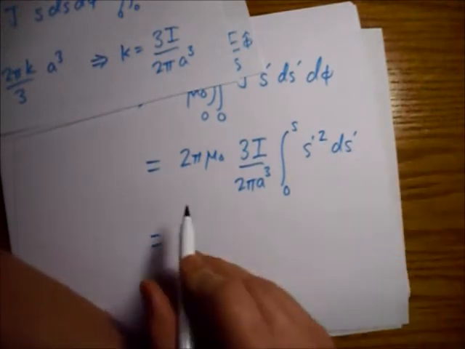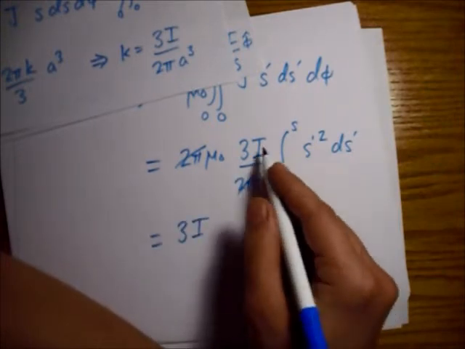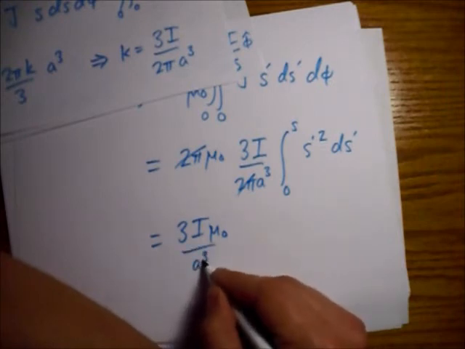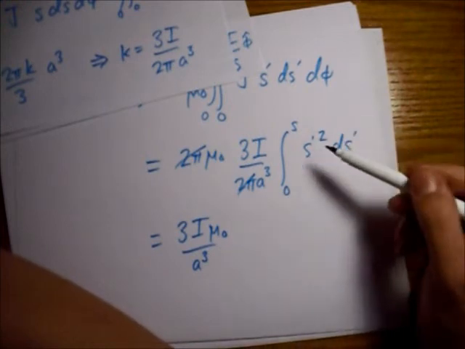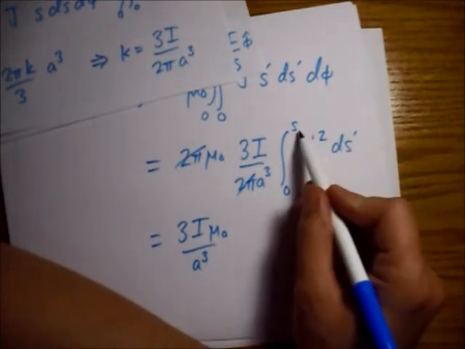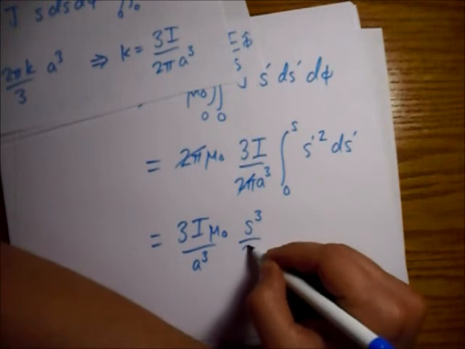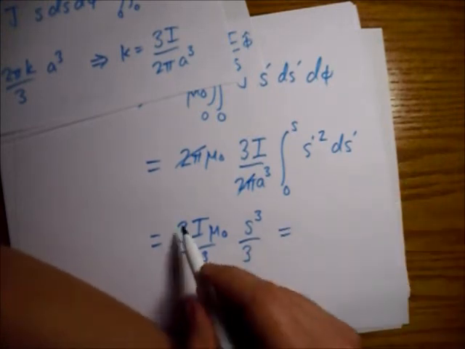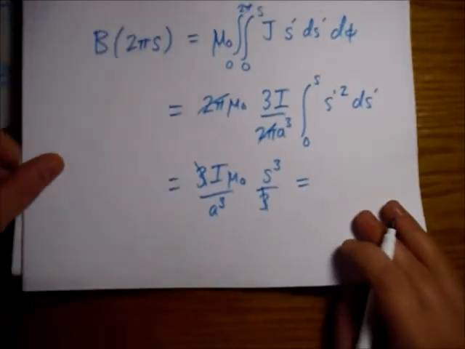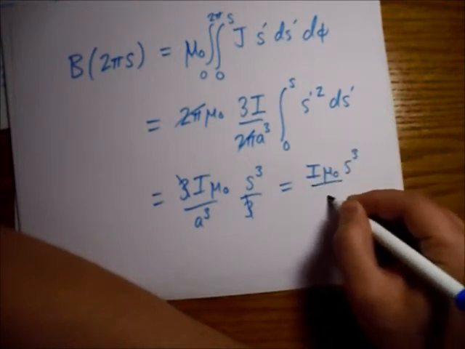Let me cancel out these two pi's just to make things a little simpler. We have a 3I. We have our mu naught. We have this a cubed downstairs. And then the integral of s prime squared is just going to be this s prime cubed over 3. Then we'll plug in an s, and the other limit will go to 0. So that's s cubed over 3. Now this 3 and this 3 will divide out. What do we have left? We have an I times permeability of free space times s cubed over a cubed.